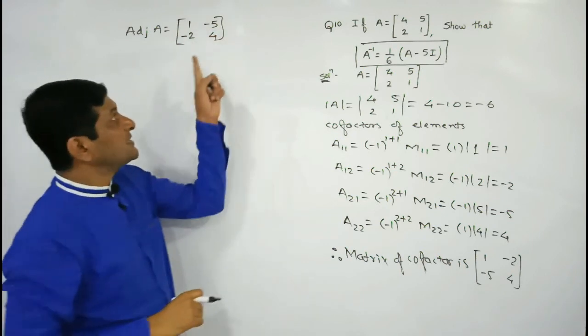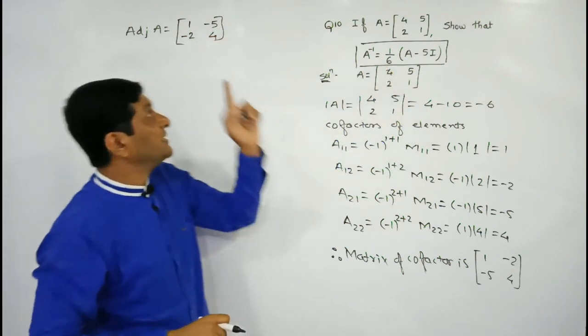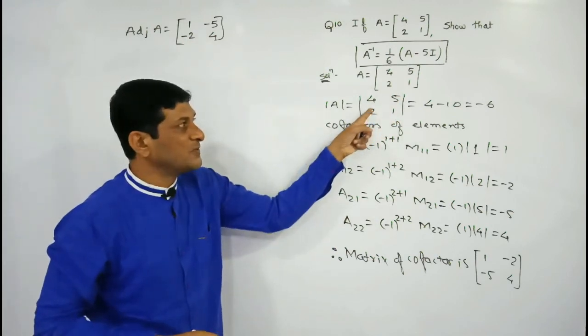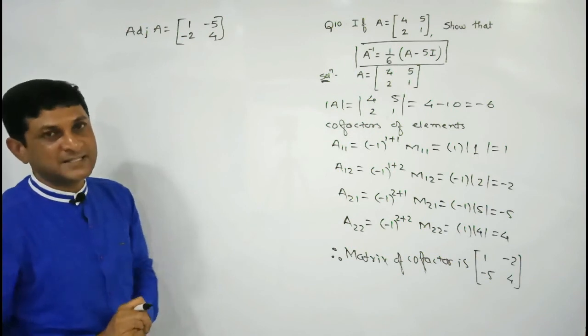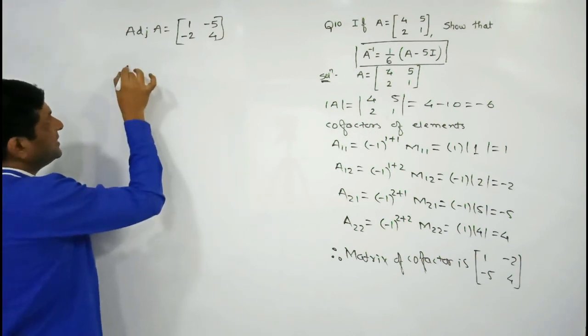Check whether our answer is correct or not. Check that these two elements are interchanged. Yes. And check that the sign of these two elements are also changed. Yes. Means we can say that our adjoint is correct. Now find out the inverse of the matrix.